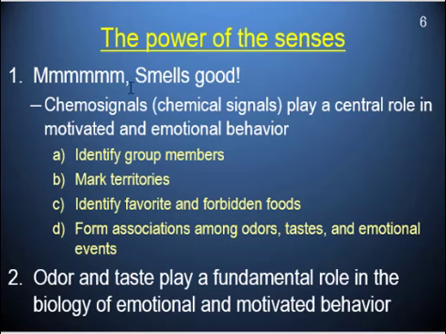We have these chemo signals. So again, we can detect things like who is and who is not part of our group. Humans don't do this quite as much, at least not anymore, but dogs, cats, and other creatures definitely will do this. They'll mark their territory using scent. We can also identify our favorite foods or forbidden foods, foods that we either shouldn't eat or don't want to eat, foods that we don't like to eat.